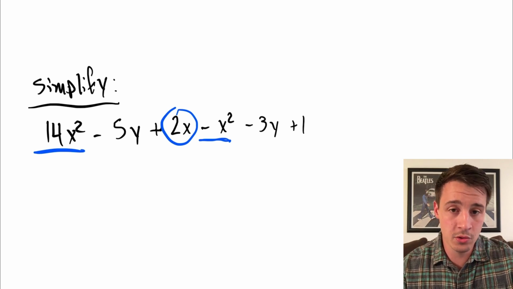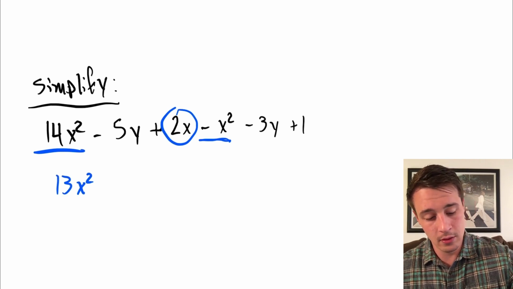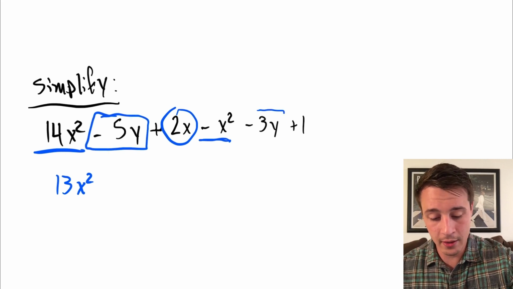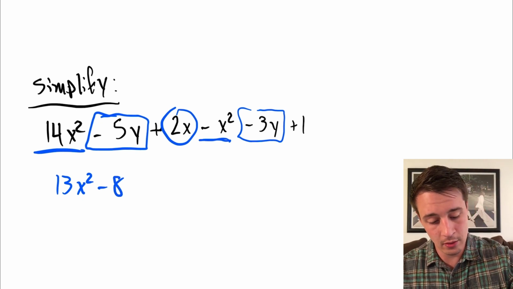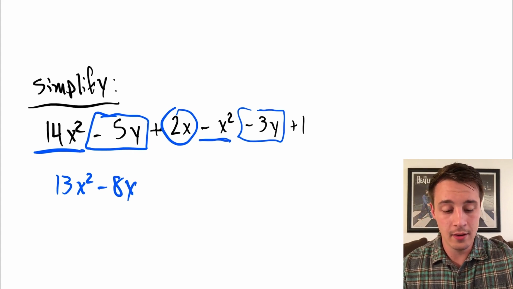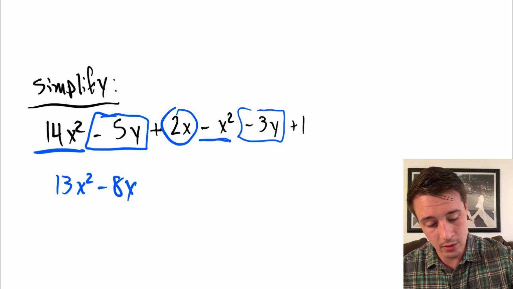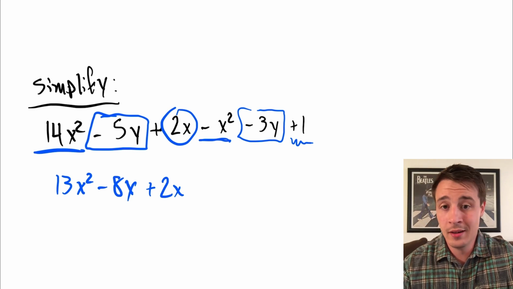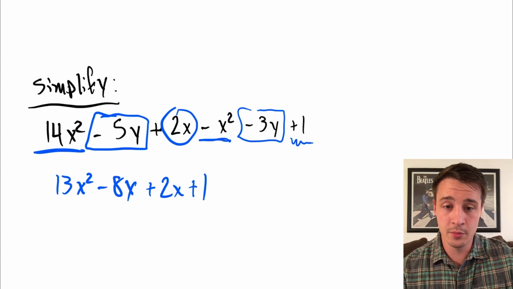So 14x squared minus x squared gives me 13x squared. All right, next, negative 5y minus 3y. So I have negative 5 minus 3 gives me negative 8y. There's no other terms that I can combine with the plus 2x. So I'll write that in there, plus 2x. And similarly with my plus 1, there's no other terms I can combine with the plus 1. So I just write that down at the bottom. And now this expression is simplified.